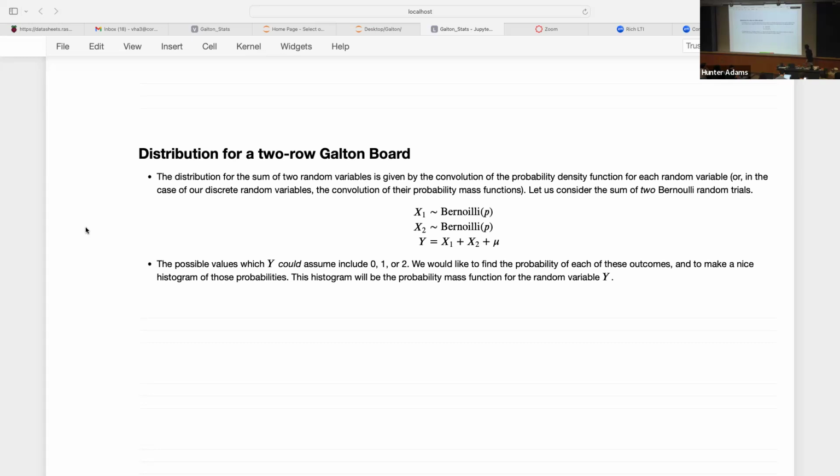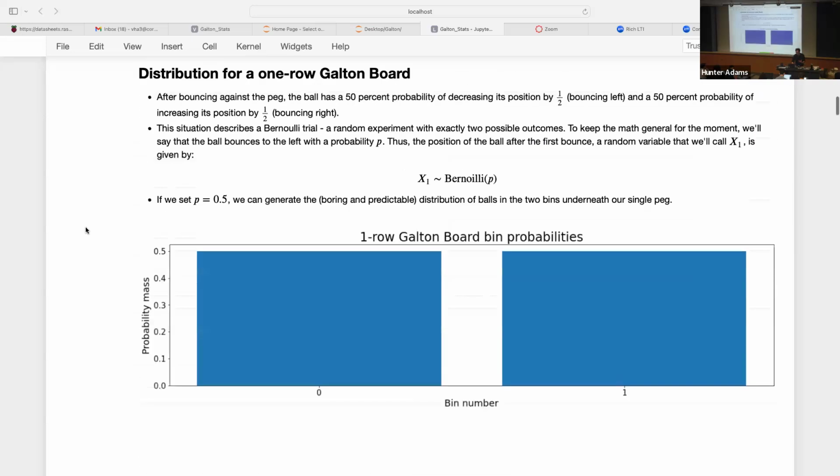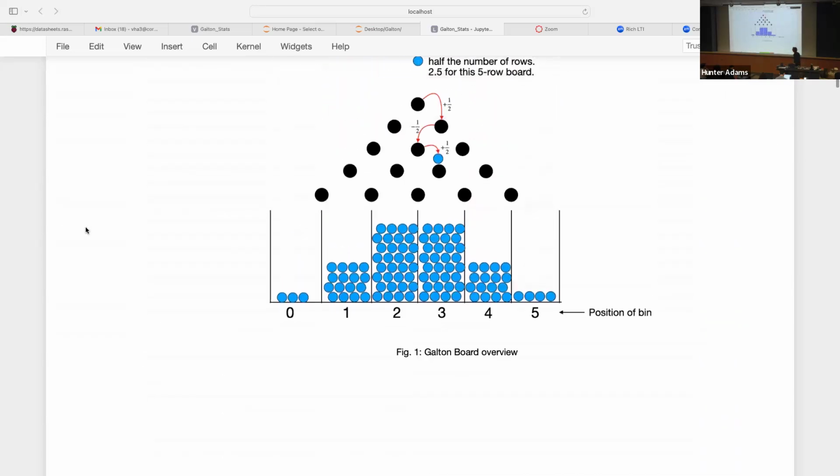So the possible values that our random variable y here, our random variable y is the bin in which our ball lands, that can assume 3 possible values, according to the convention that we're using to label bins up here, right? For a 2-row Galton board, which you could imagine as just being this lower left corner, you're either going to land in bin 0 or bin 1 or bin 2. And the question is, what's the probability of landing in each of those bins?